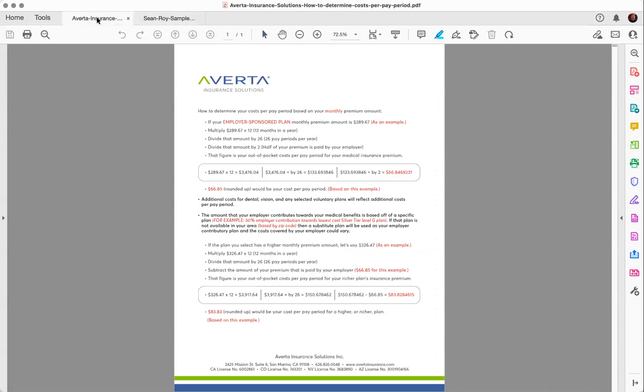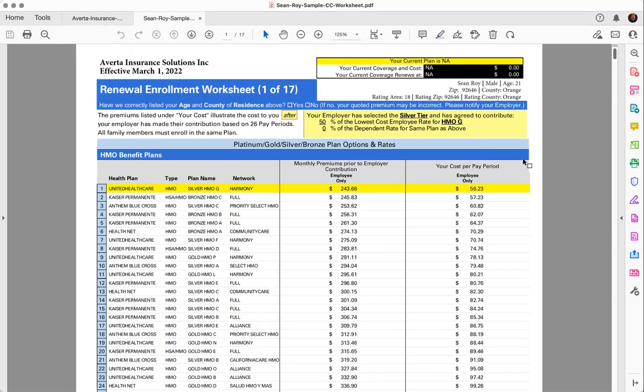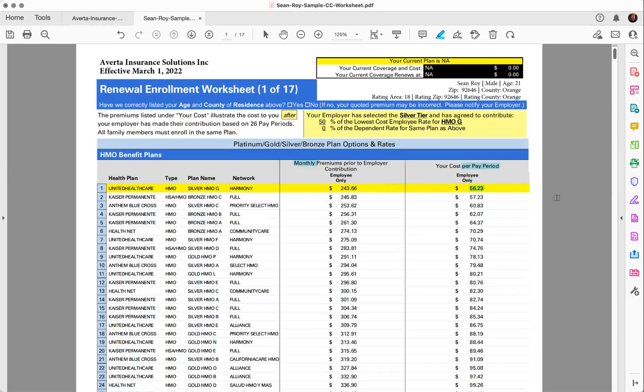So first of all, if you're on the CalChoice network, it's going to look something like this. Your employer sponsored plan is going to be highlighted in yellow. That means if you take the employer sponsored plan, this is your cost right here per pay period, that 56.23. It is very important to note, per pay period, versus monthly premium. This is the big confusion here, especially when you look at a plan that's down the road, like a higher plan.